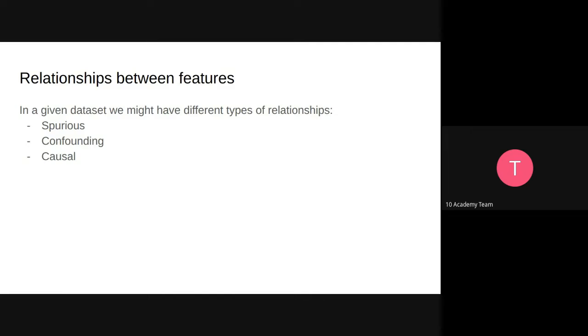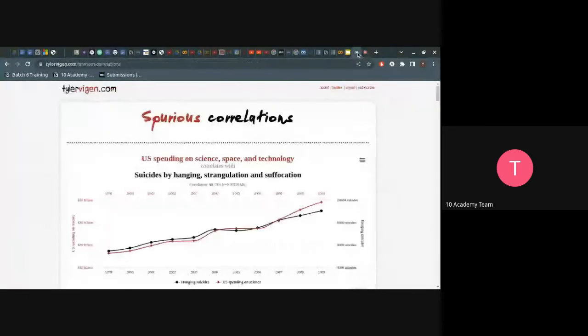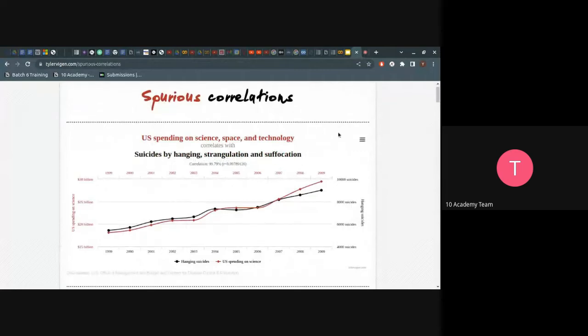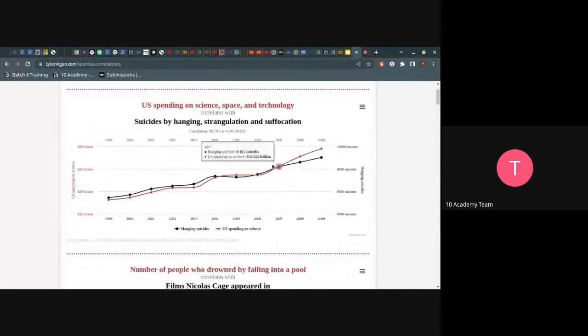And those features need to be limited by domain experts and more study in the data set. For example, let me show you some examples of spurious correlations that I found on the internet. If you can see the graph, the first one, the red line, is US spending on science, space, and technology, while the black line is suicides by hanging, strangulation, and so on.